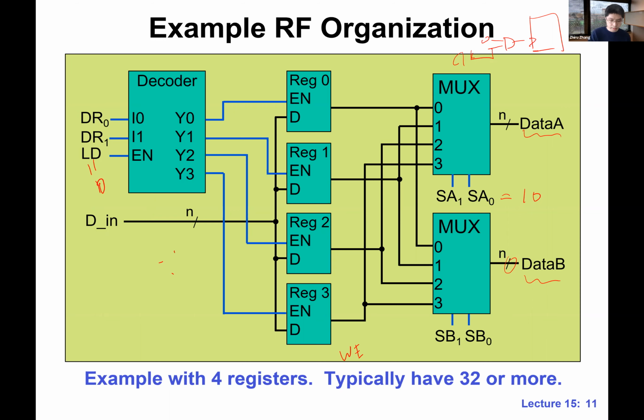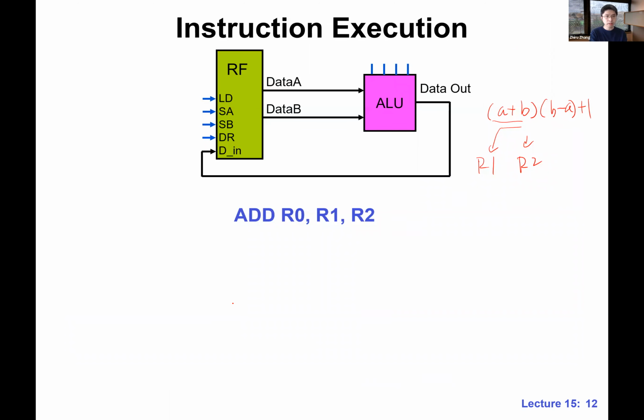This is something that we have learned in an earlier lecture, a decoder with enable. If the enable of the decoder is 0, all the blue lines will be 0s. So that's where we don't need to write to any of the registers. Is it clear now? All right, good. These are good questions. So again, it's really important to understand SA, SB, DR, and LD, the function of the RF.